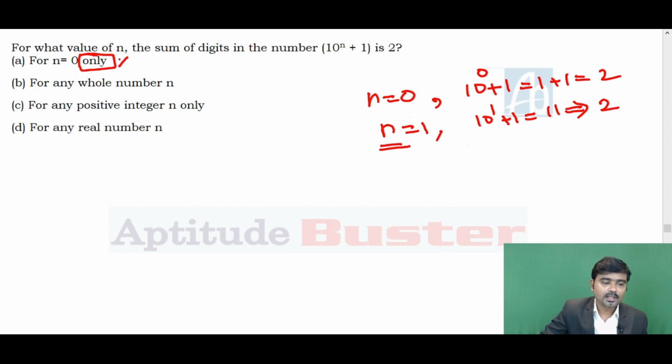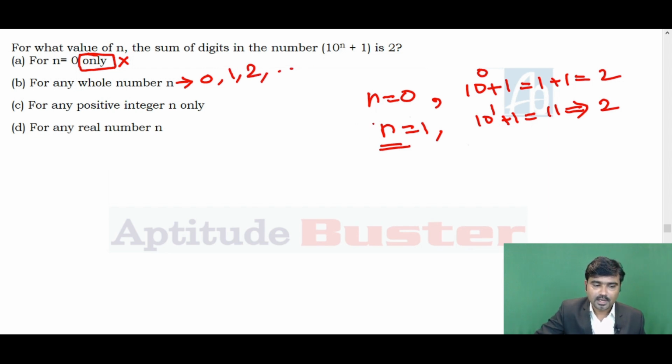So you can eliminate this answer choice. The reason is it is given the word only. Next, for any whole number n, whole number means from 0 to infinity: 0, 1, 2, 3, and so on.